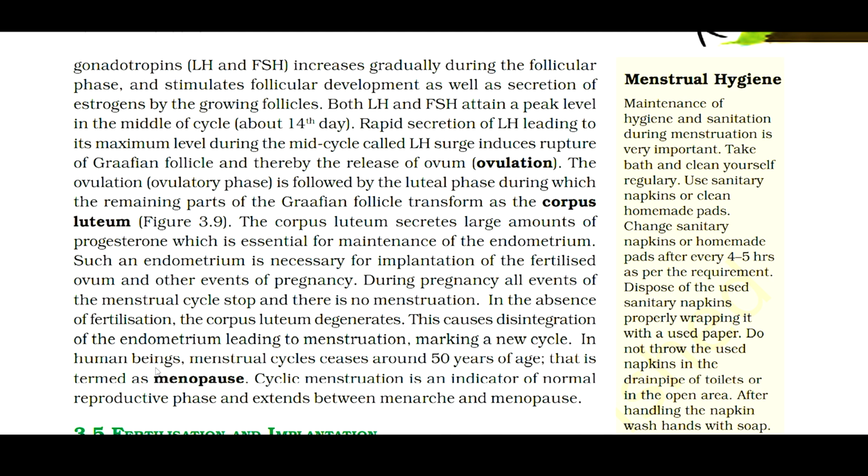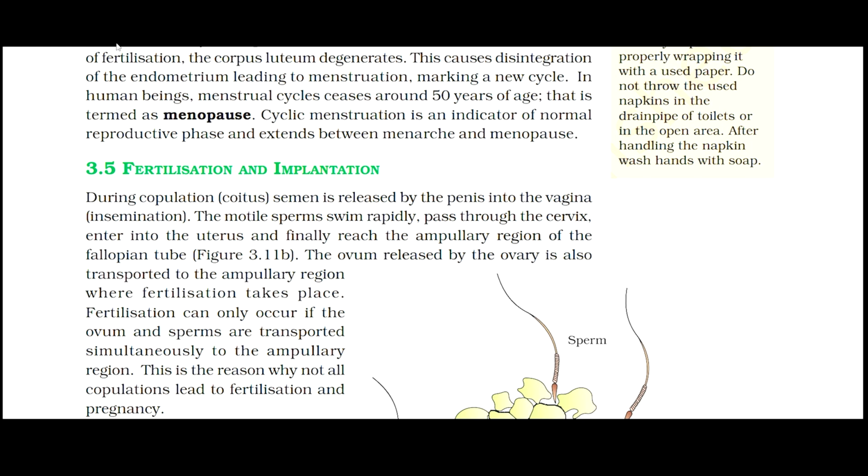In human beings, the menstrual cycle ceases around 50 years of age, which is termed as menopause. Cyclic menstruation is an indicator of the normal reproductive phase and extends between menarche and menopause. 3.5. Fertilization and implantation. During copulation, which is coitus, semen is released by the penis into the vagina, which is insemination.